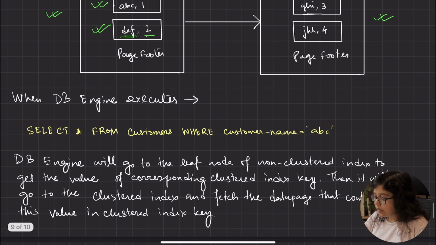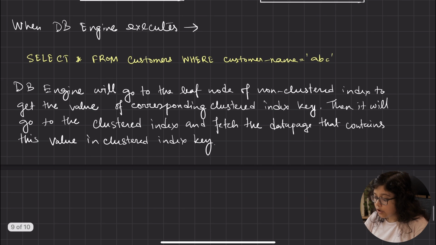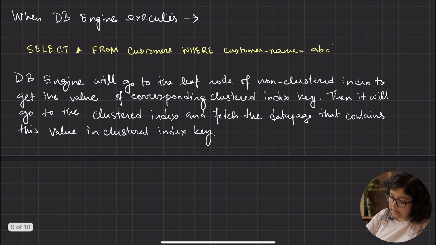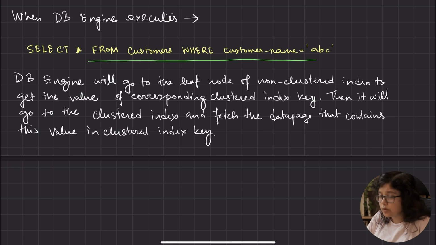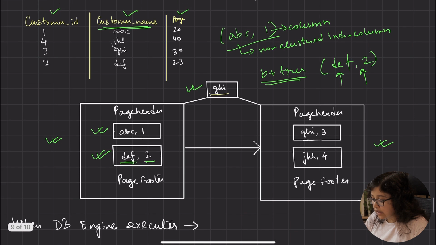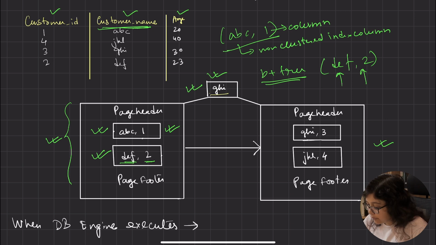Now let's see how InnoDB is using non-clustered indexes to search data faster. Let's say we want to execute this query: select star from customers where customer name equals ABC. So the database engine will start searching from the root node and it will follow the B plus tree property and go to the data page that contains the record ABC and 1. And it will bring the entire data page from disk to main memory.